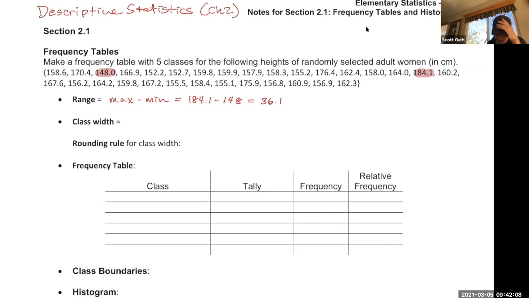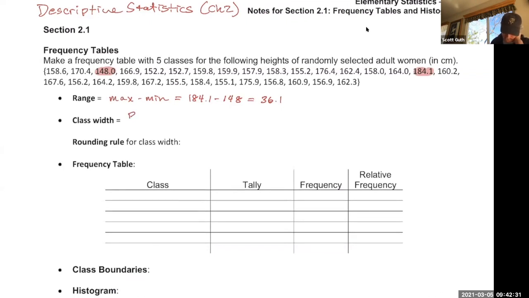36.1. And then we're going to make classes, as you can see down in the table down here. A class is basically going to say, okay, from 10 to 20, 20 to 30, like that. So the class width is how far it is from one class to the next class. So what you do is you take the range and you divide by the number of classes. So the range is the total width of a data set, and then you divide that into the number of classes, however many classes you can fit into the range.